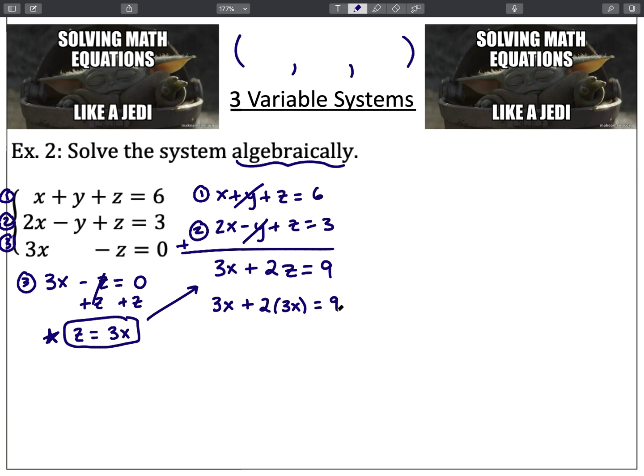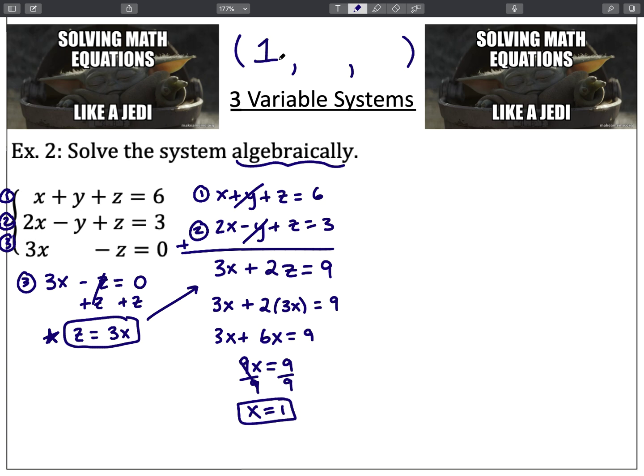So then 3x plus 2 times 3x, well, 2 times 3x is 6x, is equal to 9. I know 3x plus 6x is 9x, and this is equal to 9. I can divide both sides by 9, and I have x is equal to 1. So that's kind of nice. That helps me out. If I'm looking for a solution x, y, z, I now know what x is. It's going to be 1.